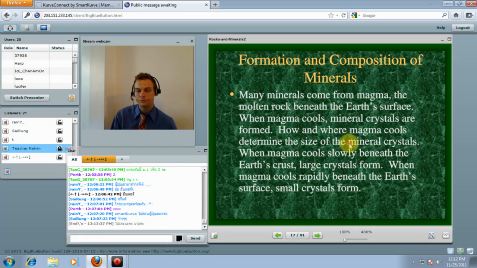So yeah, this is when it cools fast, small crystals form.